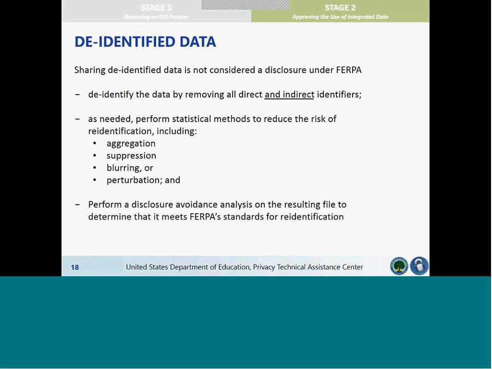We don't have time today to go into the details of how to apply these methods, but we do have some resources on our website that we can point you to during the Q&A. In a nutshell, in order to be able to release de-identified data, you need to strip these direct identifiers off. You probably need to perform one or more statistical methods to reduce the re-identification risk. And you need to perform a disclosure avoidance analysis on the resulting file to make sure that the risk of re-identification has been properly mitigated.